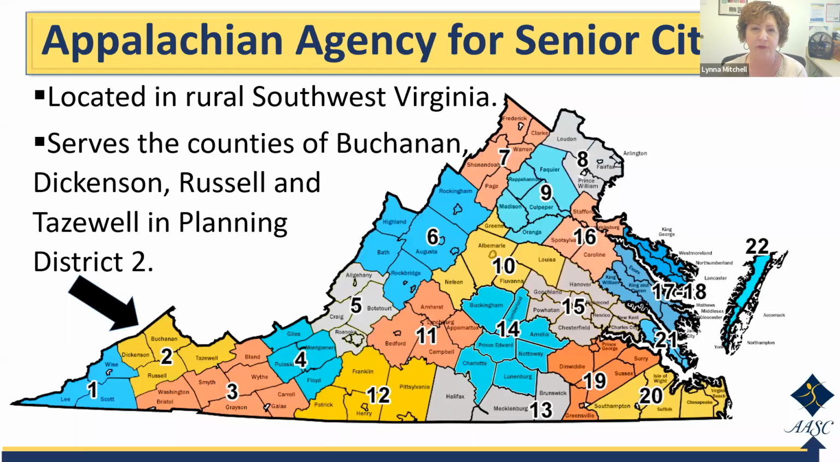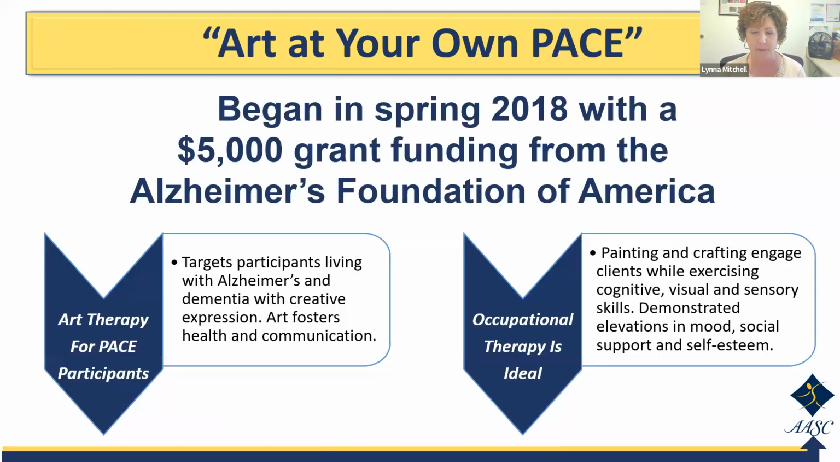Appalachian Agency for Senior Citizens is one of 25 area agencies on aging in Virginia. We are located in Tazewell County in rural Southwest Virginia and have served the four-county area of Buchanan, Dickinson, Russell, and Tazewell since 1975.